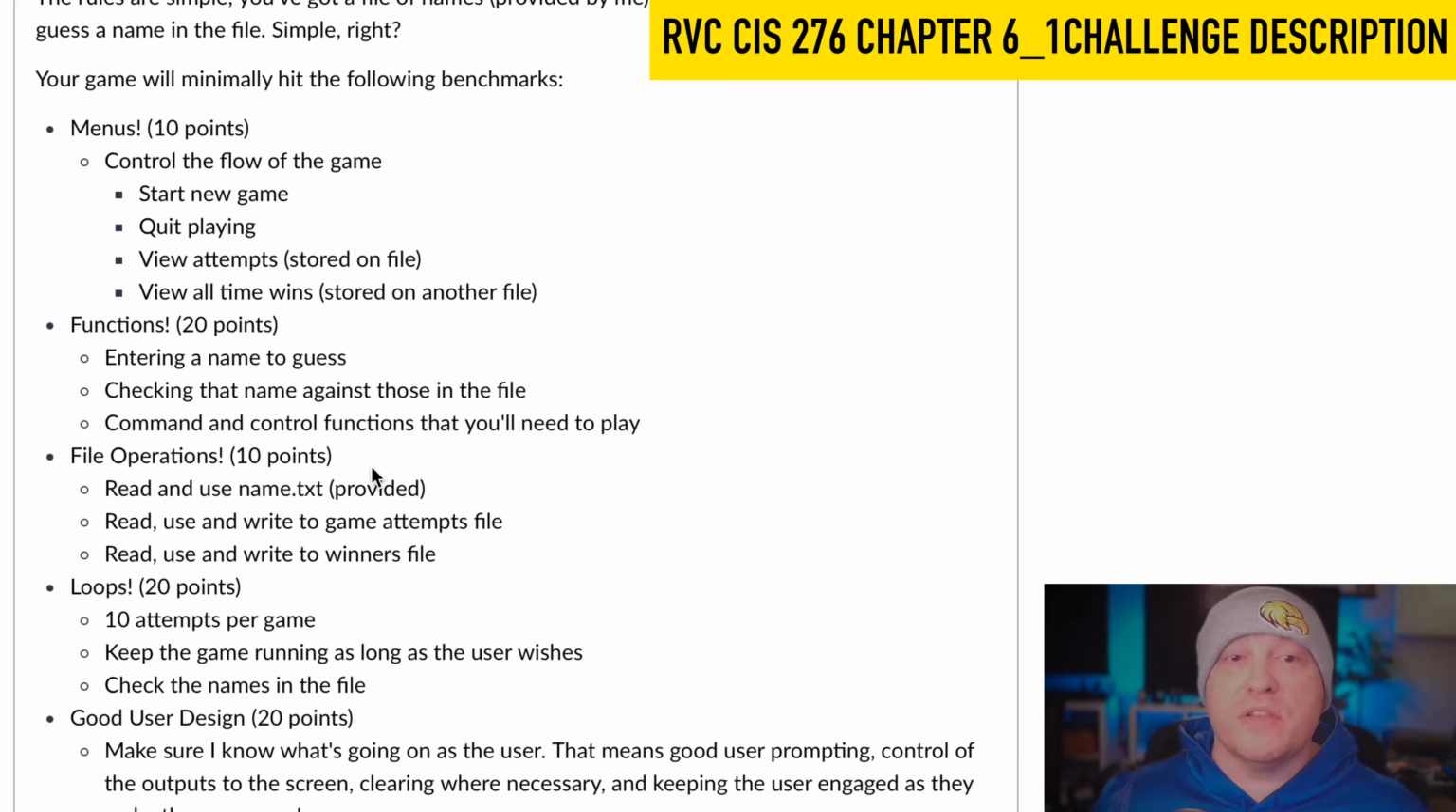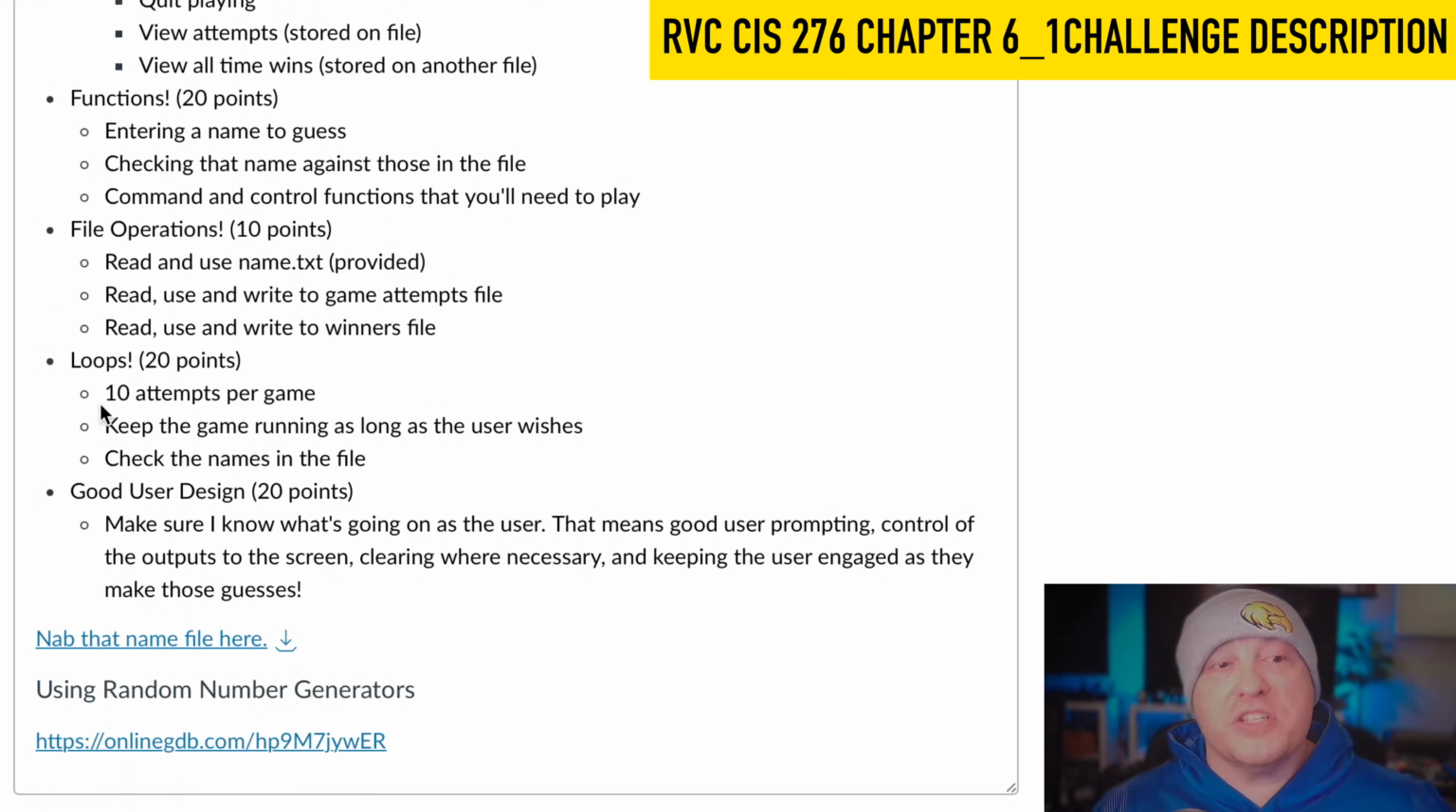So menus for 10 points: to start a new game, to quit playing, to view attempts. Just let me know how many times I tried to play. So if I come through and I'm playing the game 3 times, that would be the attempts that you save to the file, how many times I've come through and played. And then all-time wins, let me know how many total guesses I have gotten correct for your game. That is something you can do with simple math by reading from a file and writing a new response to that file.